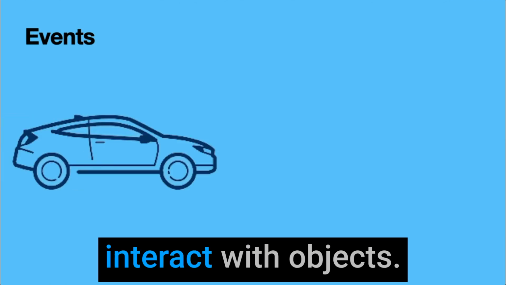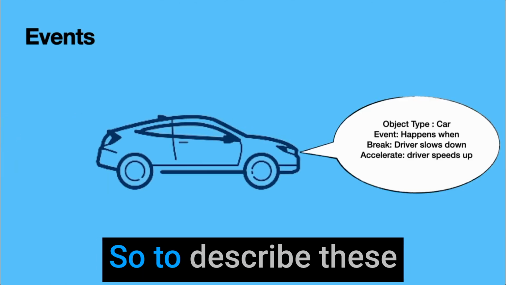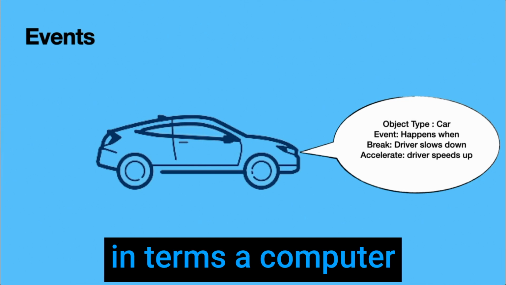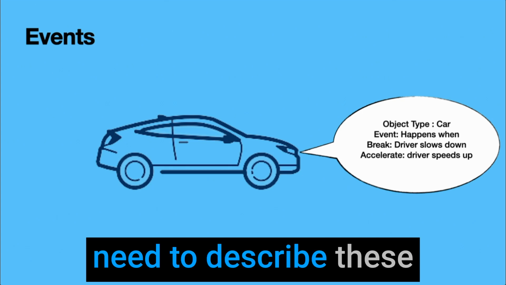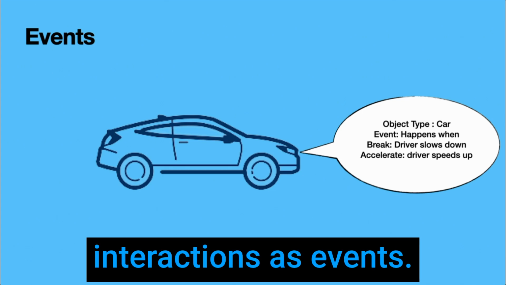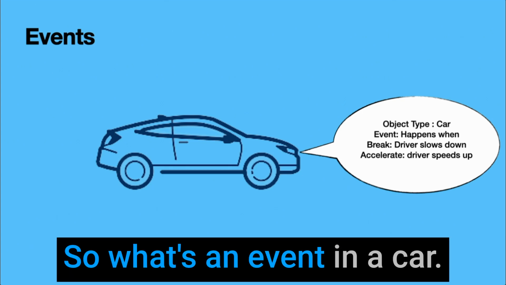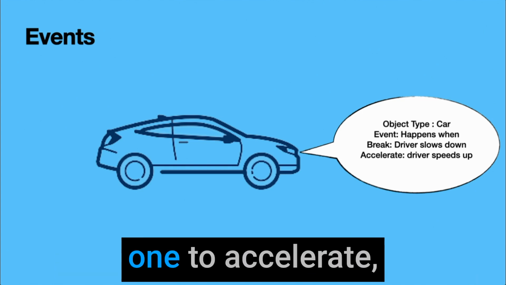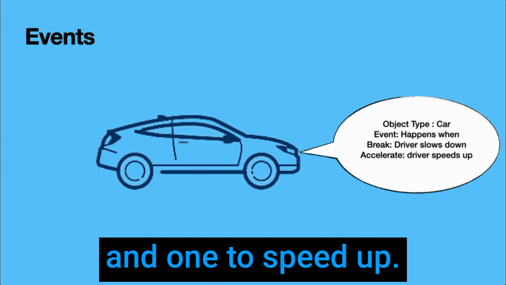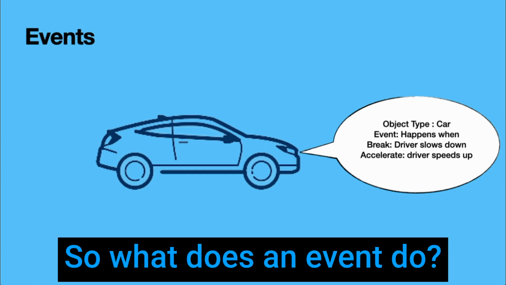In our world, we interact with objects. So to describe these in terms a computer, or alien in some cases, would understand, we'd need to describe these interactions as events. So what's an event? In a car, a driver will typically have two pedals, one to accelerate and one to brake. So what does an event do?